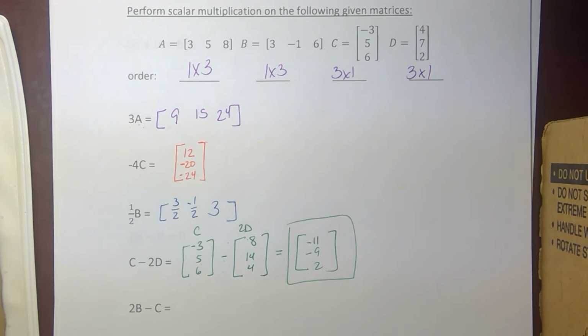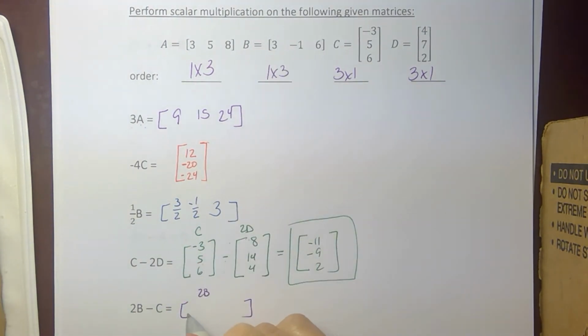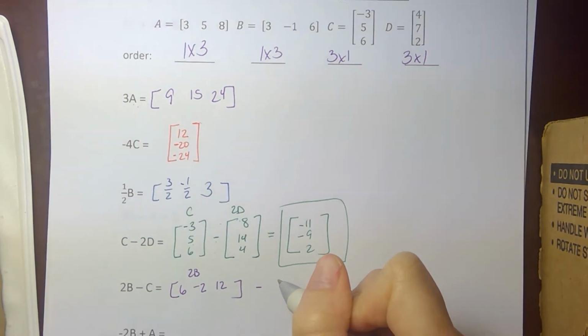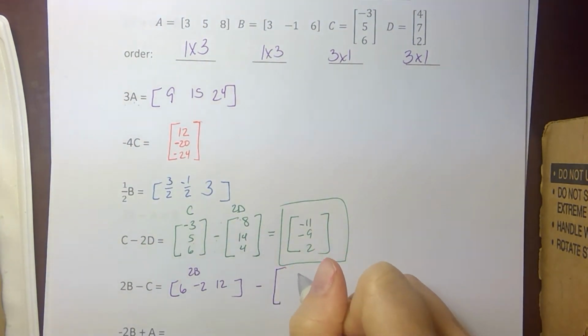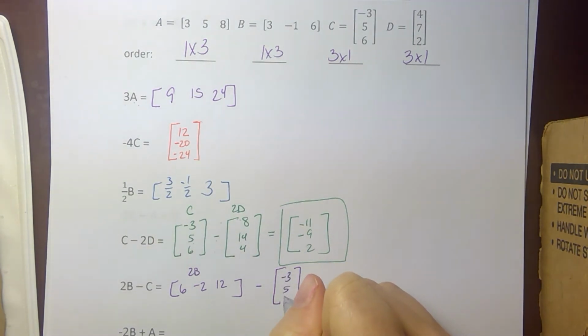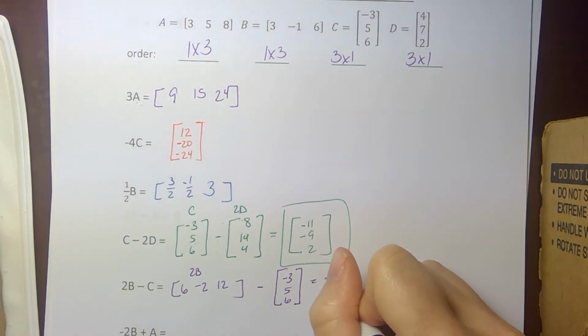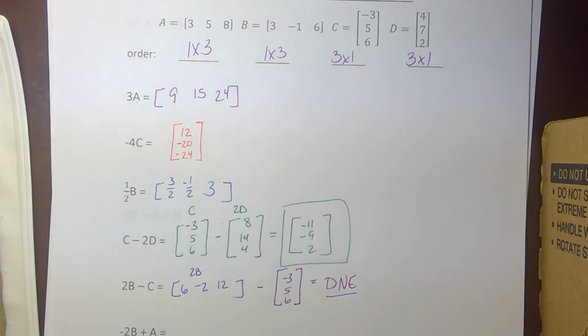All right, let's look at the next one. The next one says 2 times B minus C. Well, 2 times B, let's go ahead and do that. 2 times B would give me 6, -2, 12. 2 times B is a 1 by 3. Minus, oh dear, minus C. C is oriented the other direction. C is not a 1 by 3. C is a 3 by 1. Can I add and subtract matrices that are not the same order? I cannot. So this does not exist, or I could say it's not possible.